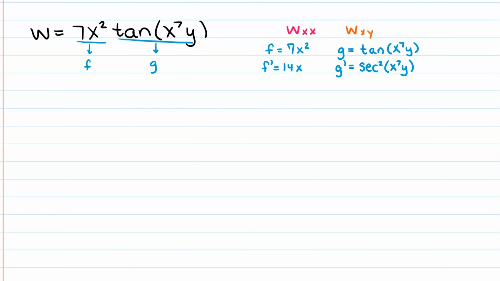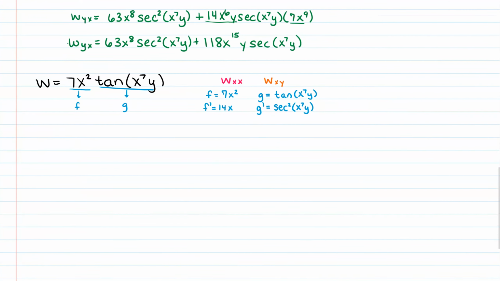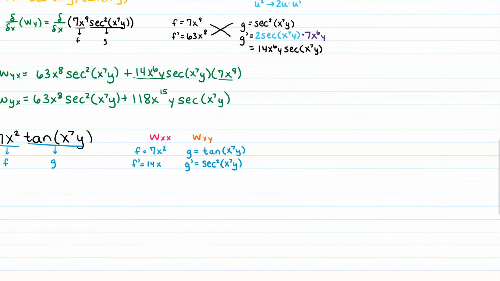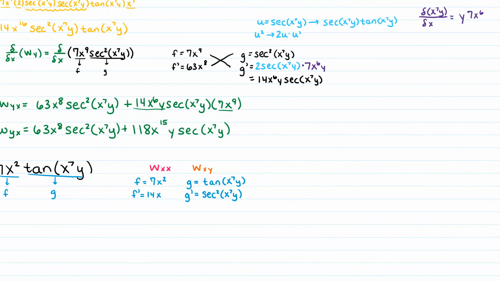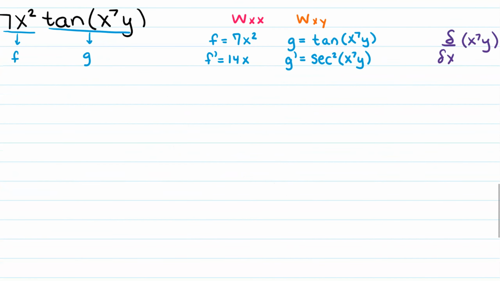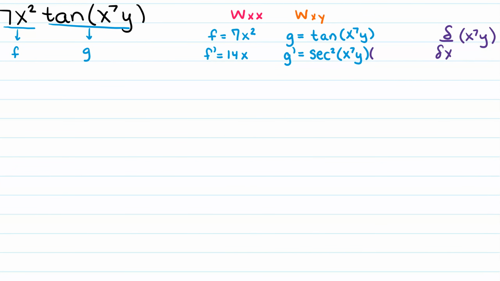And now we have to find the derivative of x^7y with respect to x, which I think we did back here. Yep, up here in purple, so I'll just rewrite it. The derivative with respect to x of x^7y, we keep the y, and then we times by the derivative of x^7, which is 7x^6. So for my g prime, I need 7x^6 times y.